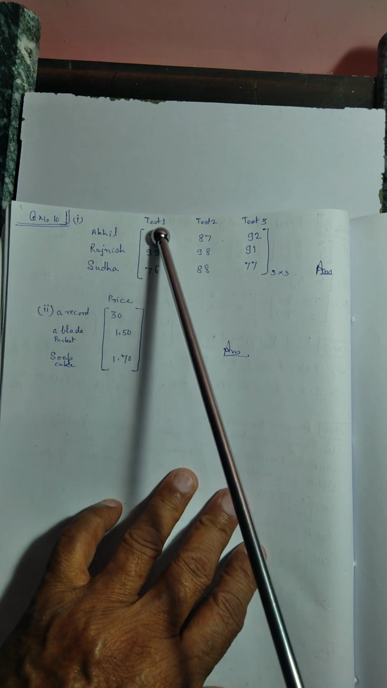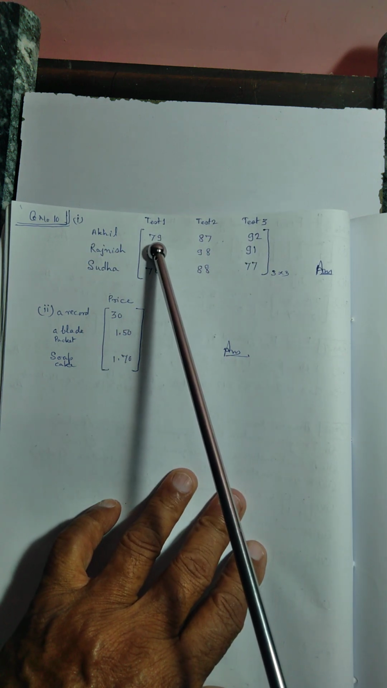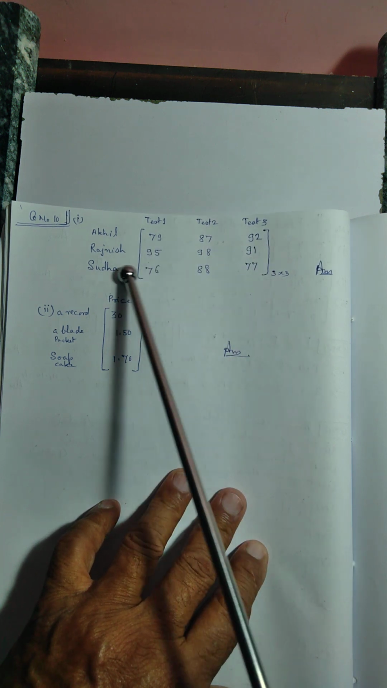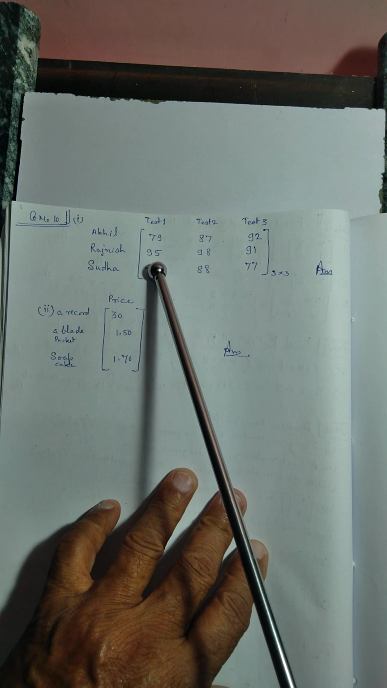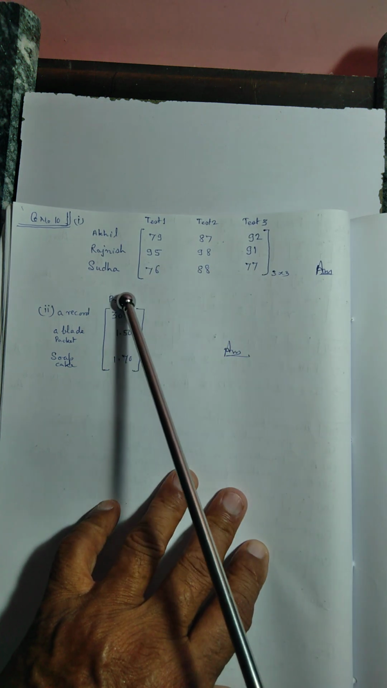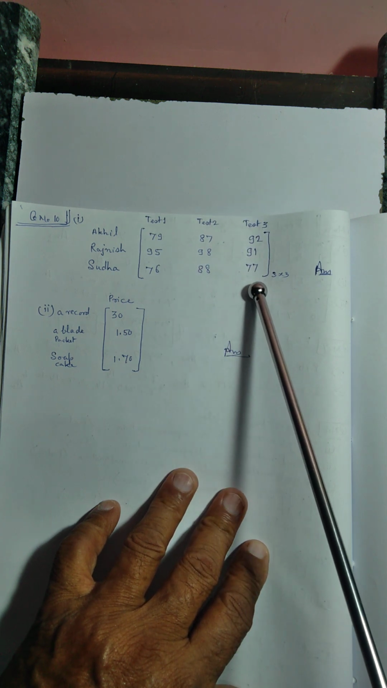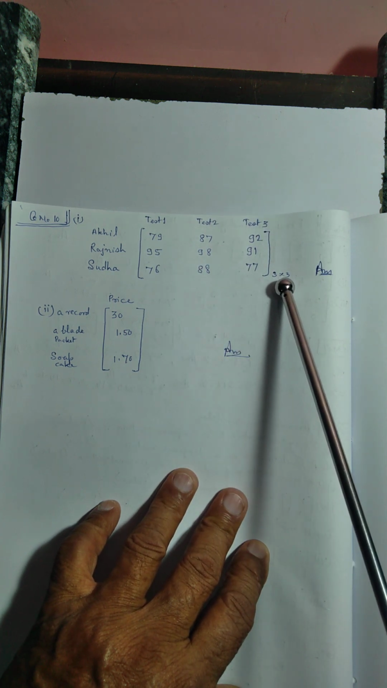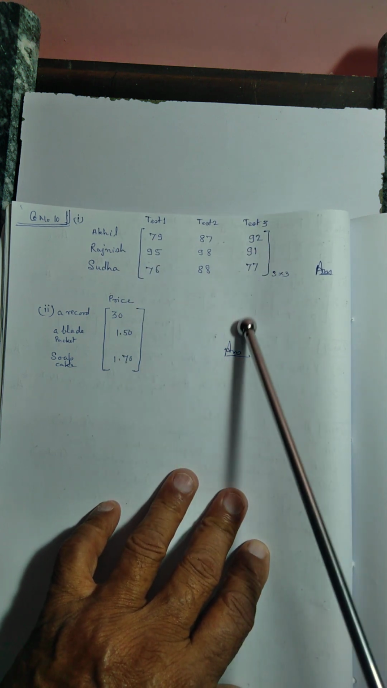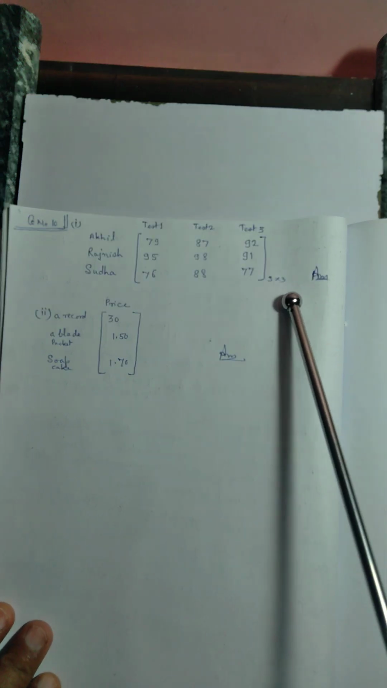You see, Akhil, test 1, test 2, test 3. So the marks have been substituted here, 79, 87, 92. Rajni's marks, in test 1, that is 95, 98, 91. Sudha, first test 76, second 88, third test 77. So it is 3 into 3 because 3 rows are there and 3 columns are there. So the order is 3 into 3. This will be the answer.